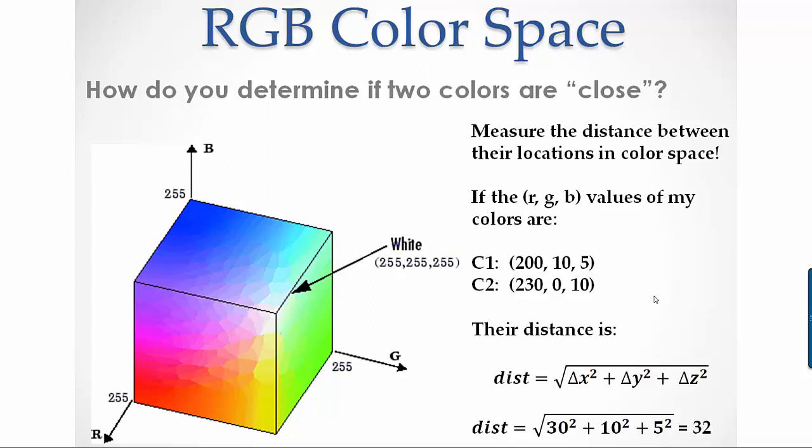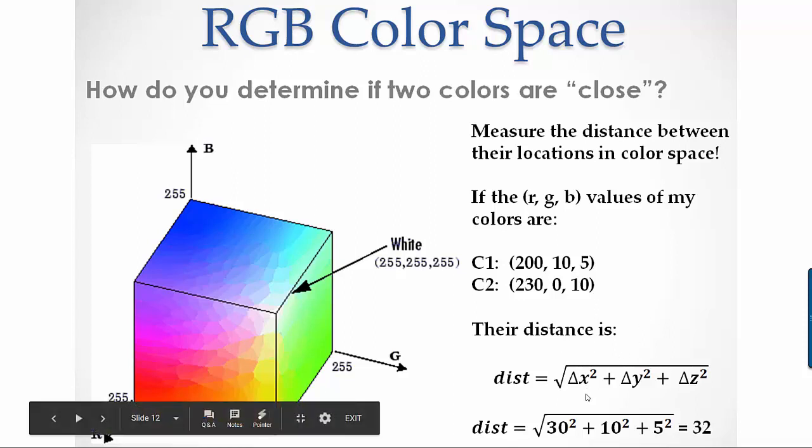So if two colors were exactly the same and we compared them, it would give us the number 0. So all we're going to do is measure their distance from each other in this three-dimensional space using the standard distance function. The distance function in 2 dimensions you're familiar with.